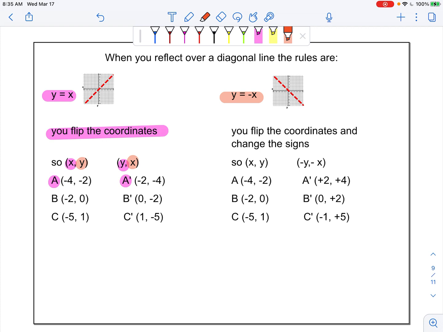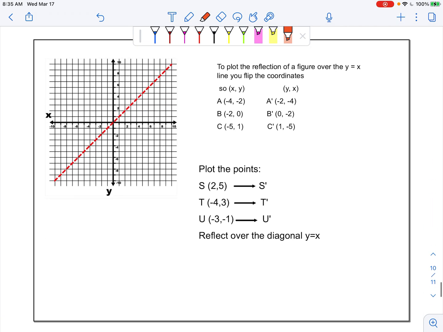With y equals negative x, not only do you flip them, but you change the sign to the opposite. So here you have negative 4, negative 2 for A, but A prime is positive 2, positive 4. So not only did you flip them, but you flipped the signs. So here you can see x becomes negative y and y becomes negative x. And you can reference these back when you're doing your assignment for the day. So let's just do one real quick.